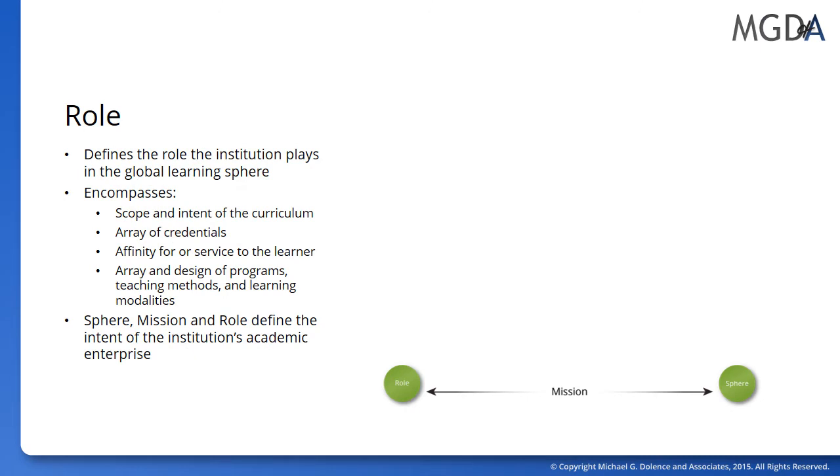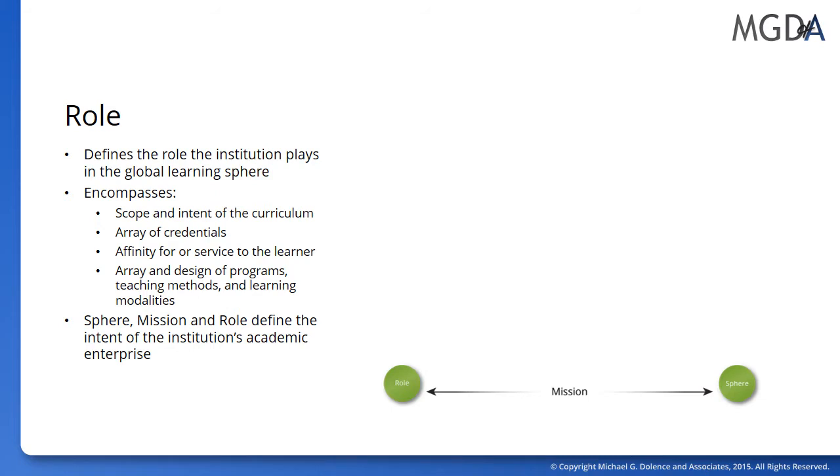The other end of the bidirectional line connects to the roles an institution plays in the learning sphere as directed by its mission. Role is defined here to encompass such elements as the scope and intent of the curriculum, the array of credentials, the affinity for or service to the learner, the array and design of programs of study, teaching methods and the learning modalities deployed, assessment models utilized, and areas of research, either basic or applied, the institution may engage in. Sphere, mission, and role define the intent of the institution's academic enterprise.